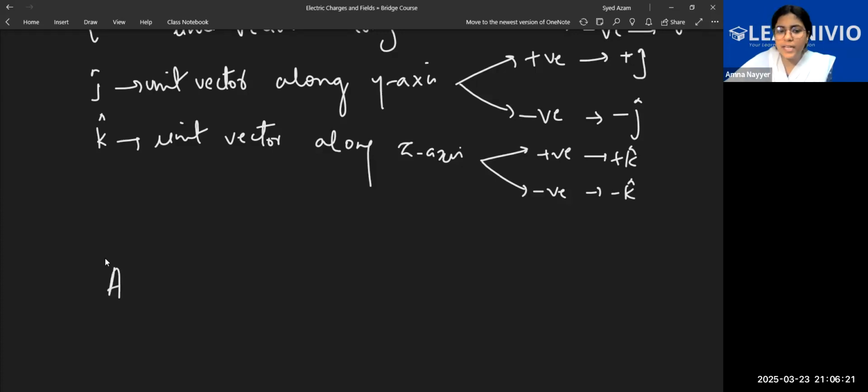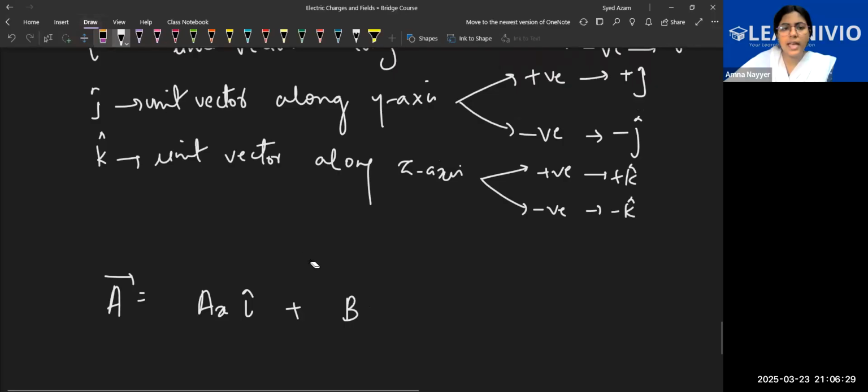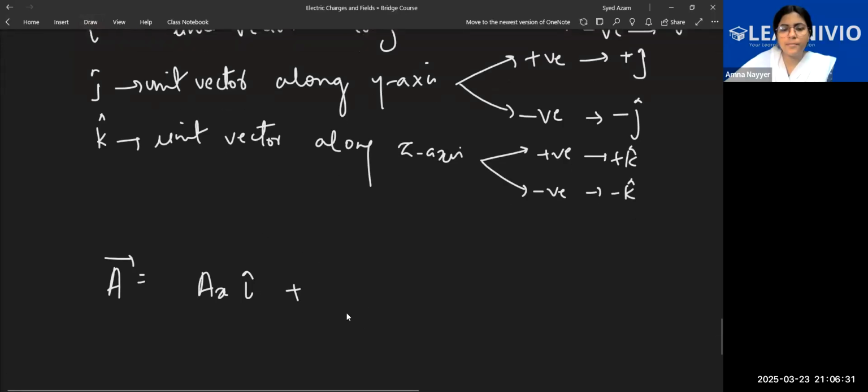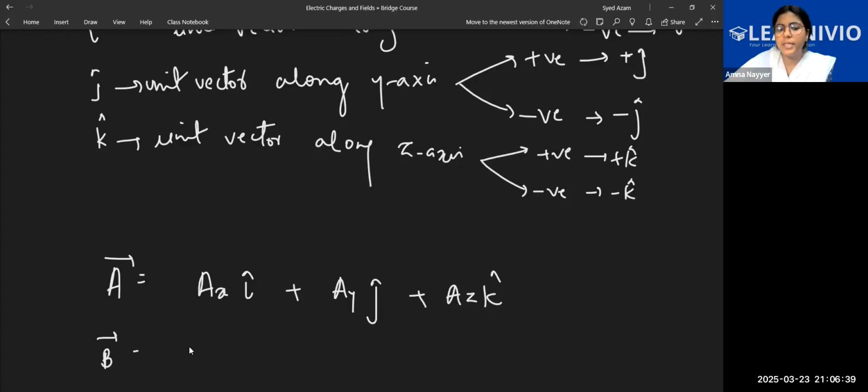You will get a vector, let's say a vector with some coefficients: ax i cap plus ay j cap plus az k cap, like this. Let's say you have another vector b. This is bx i cap plus by j cap plus bz k cap.